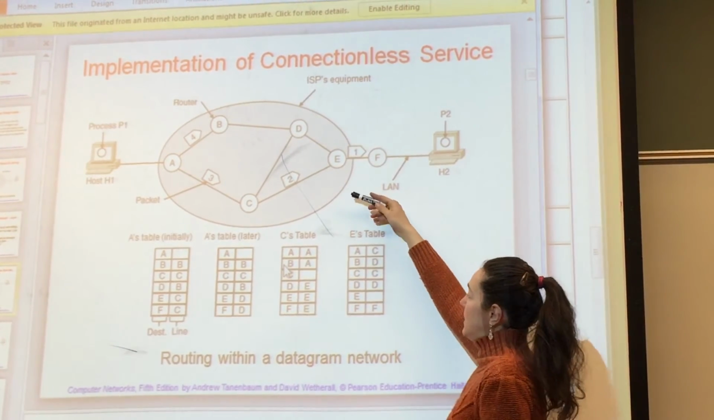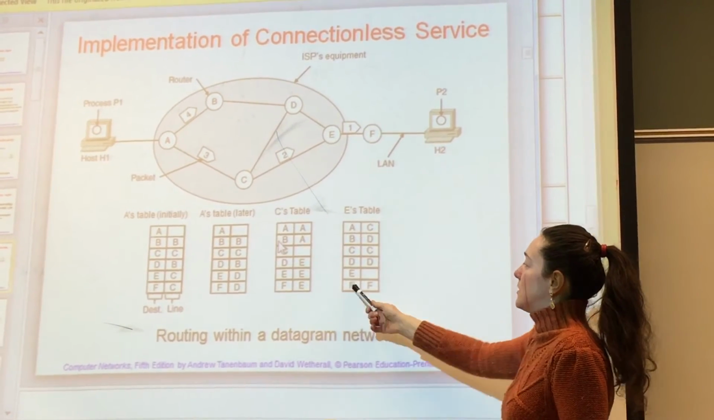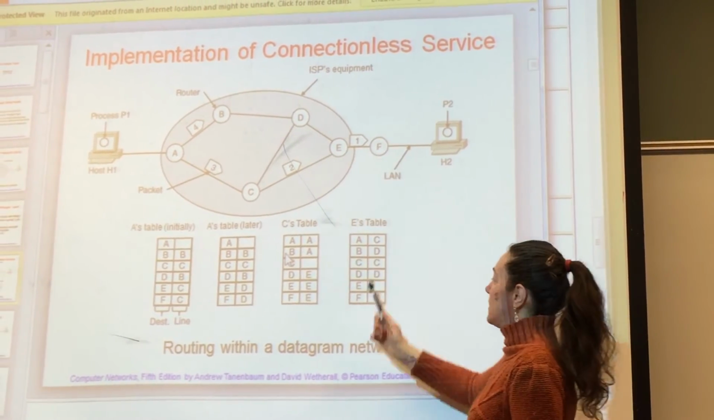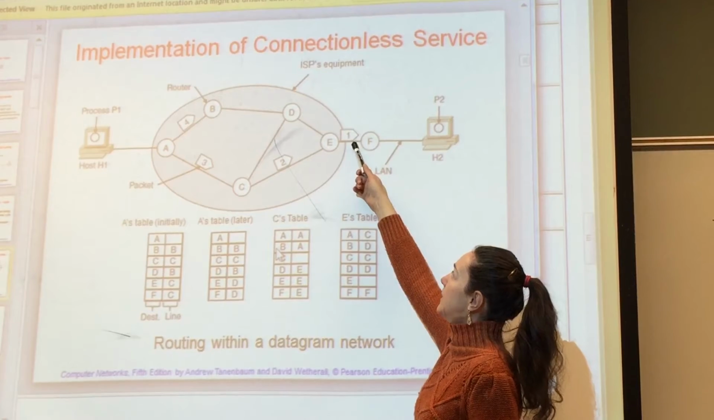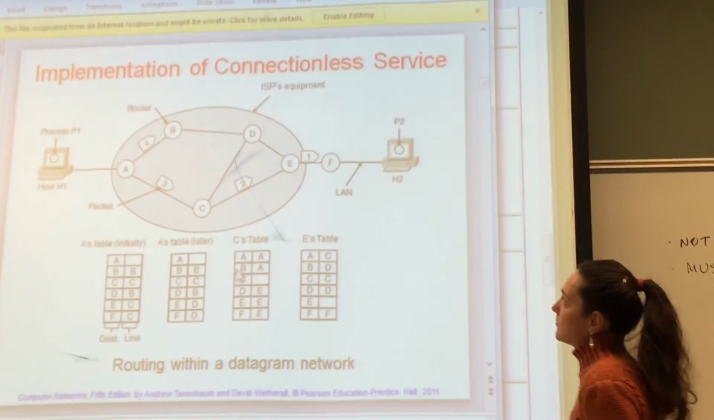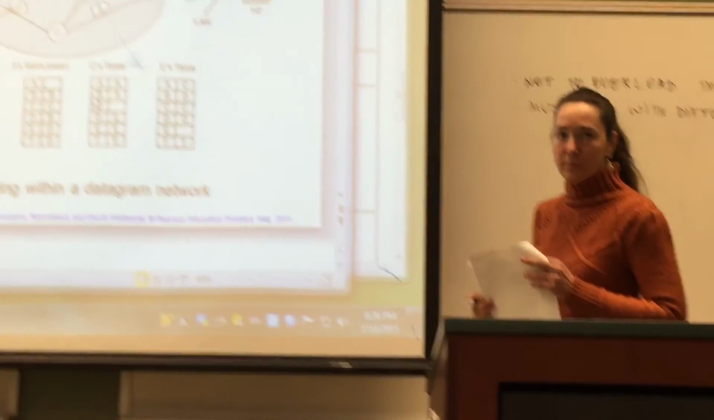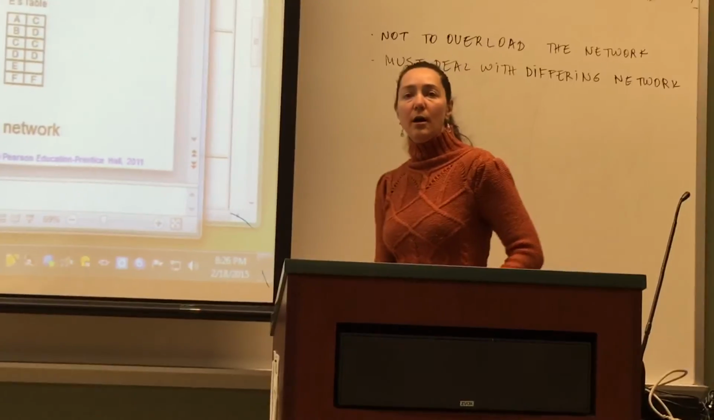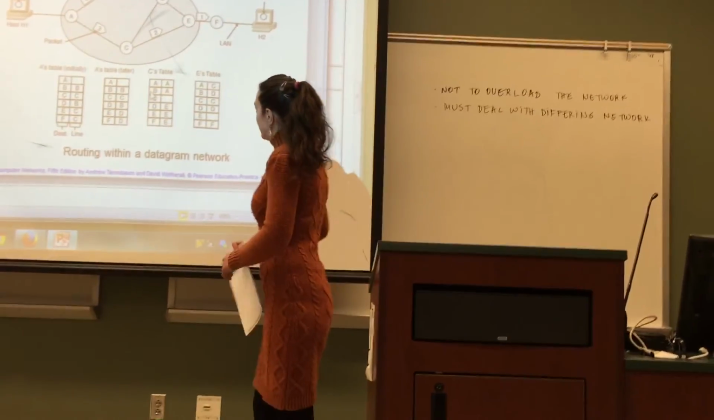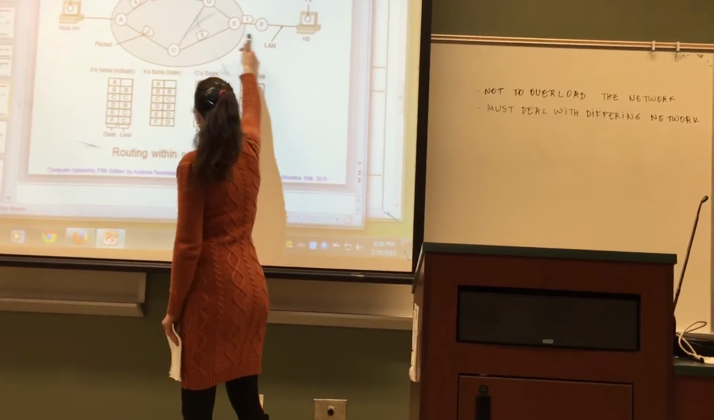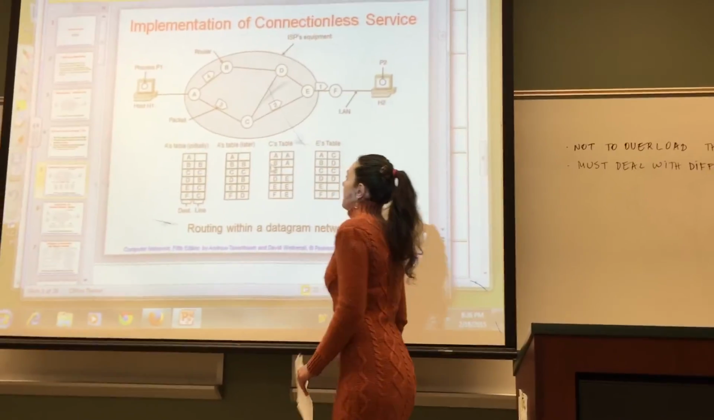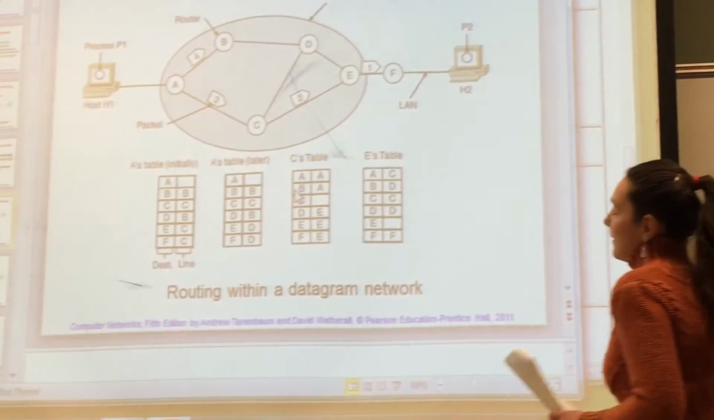Then E gets it. E looks in its routing table. Destination is F. F is directly connected to it, so send it to F. And there you go. The first packet is there, and it made it to the destination. And so all the following packets, packet 2 will go the same route. 3 will go the same route. These are pieces of the packet.